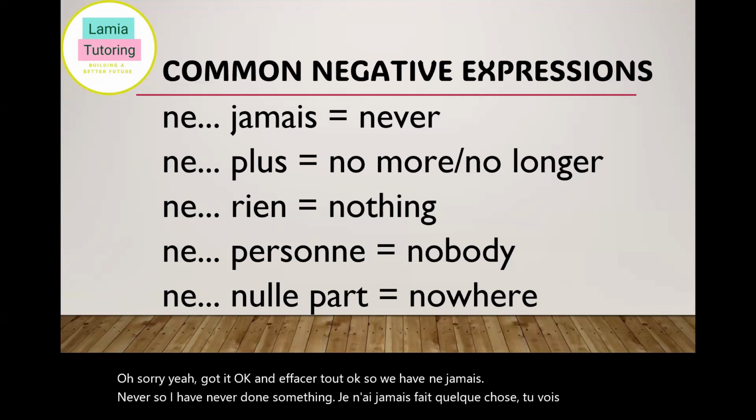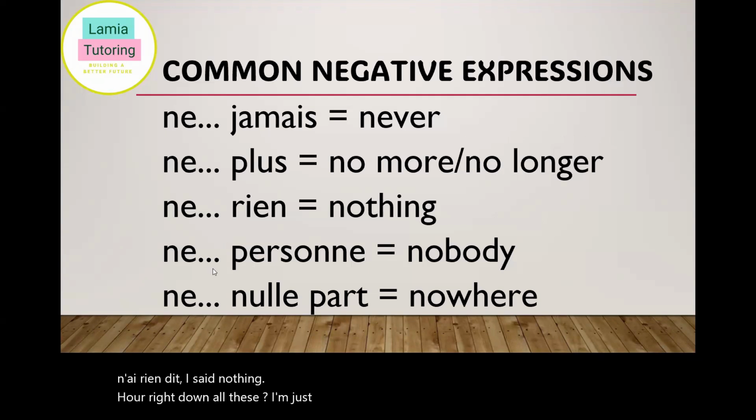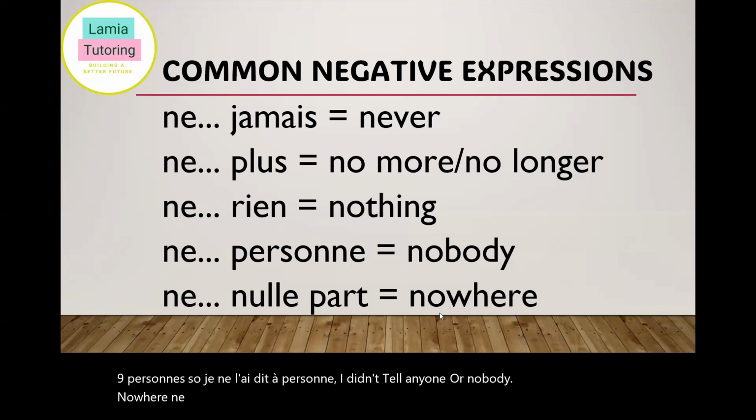Ne plus, no more, no longer. Je ne veux plus jouer, for example. I don't want to play no more. Ne rien. Je n'ai rien dit. I said nothing. I will write down all these. I'm just giving you the examples first. Ne personne. So, je ne l'ai dit à personne. I didn't tell anyone or nobody. Nowhere. Ne, nulle part. Je ne veux aller nulle part. I don't want to go nowhere.